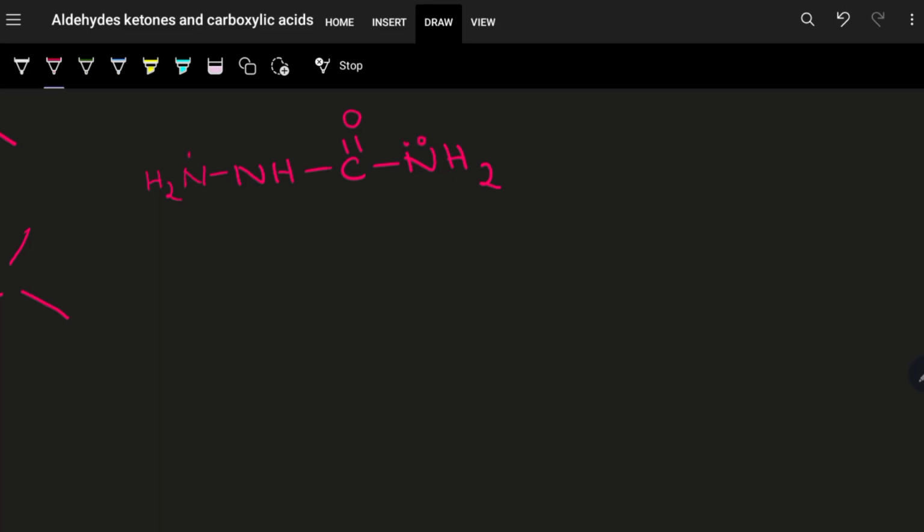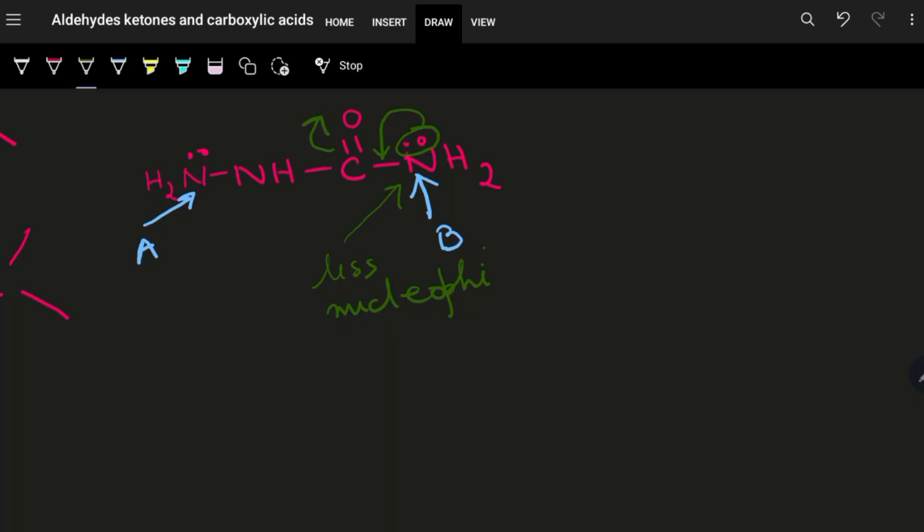Nitrogen has lone pair here. This nitrogen is also having lone pair here. So for that reason I said this is A end, this is B end. Both are nucleophilic end because they are having a lone pair. But this nitrogen with the lone pair is in delocalization with the carbonyl linkage. So for that reason, the lone pair over nitrogen goes into resonance and is less available for nucleophilic attack.